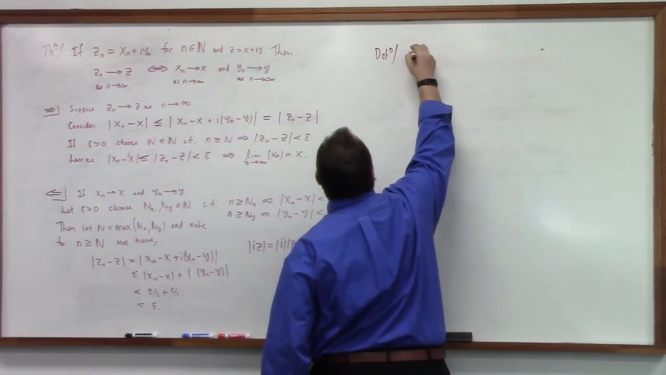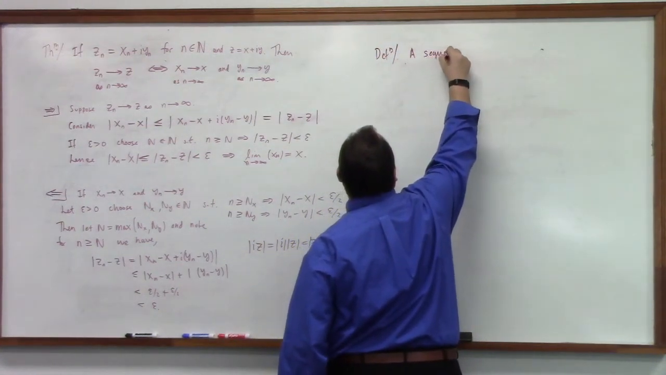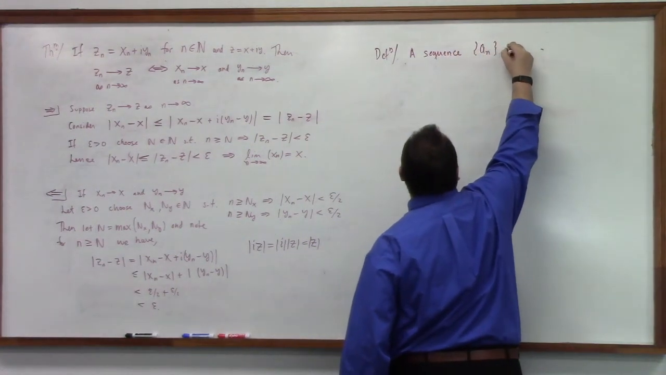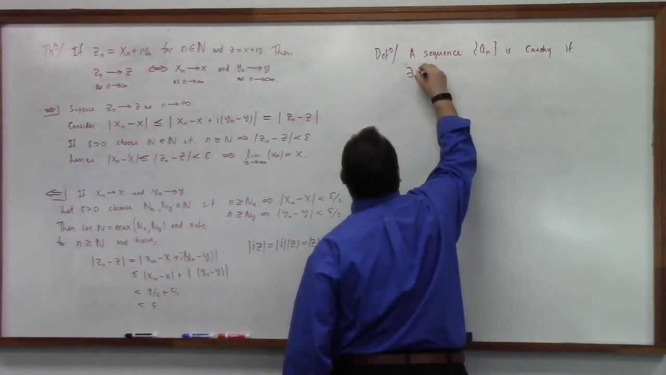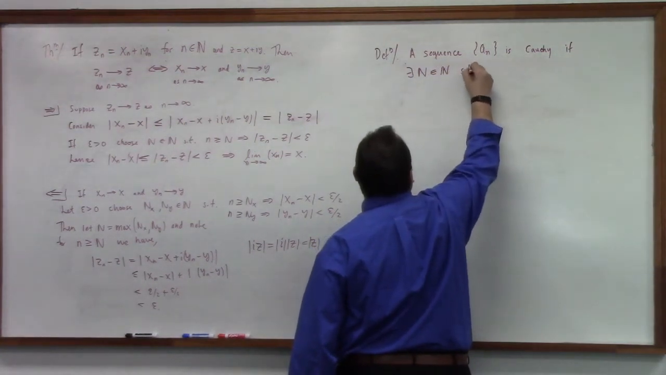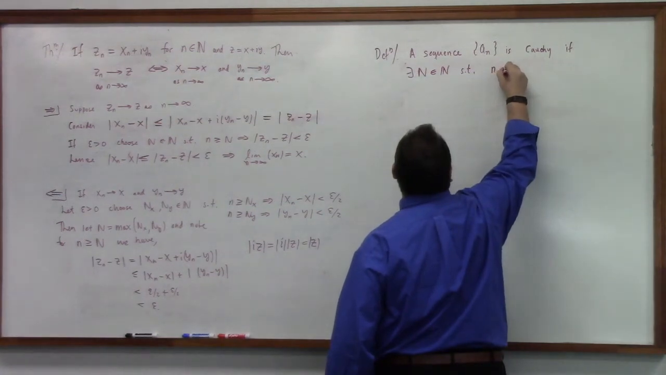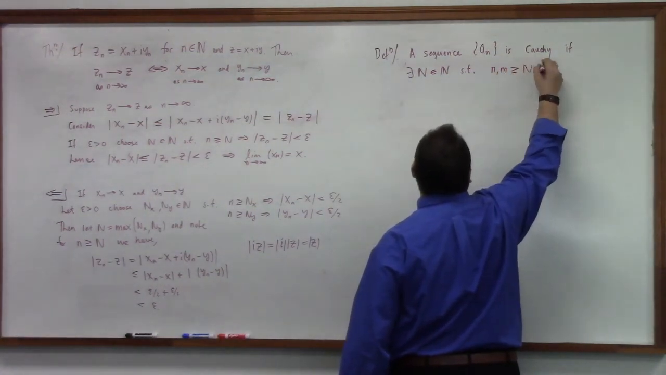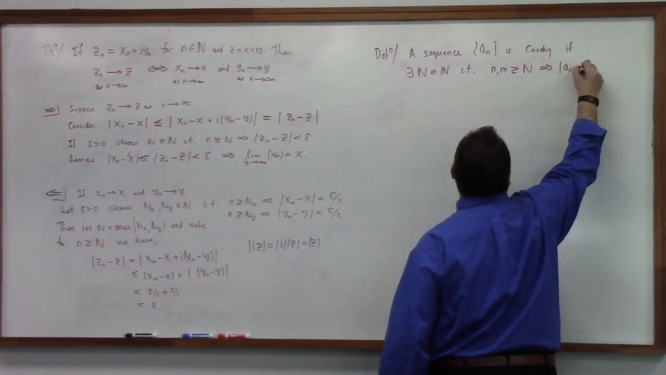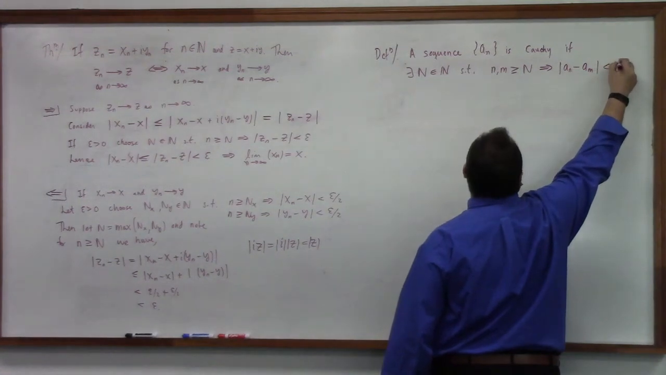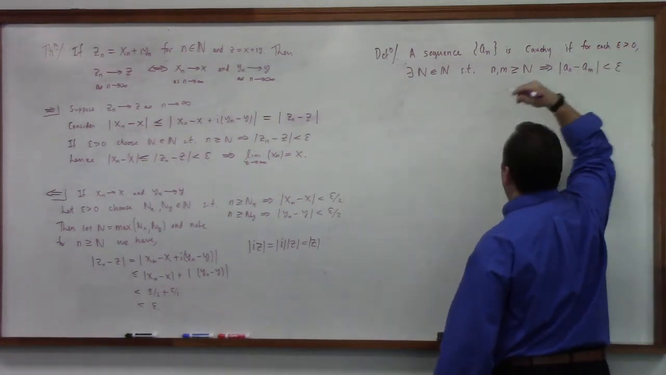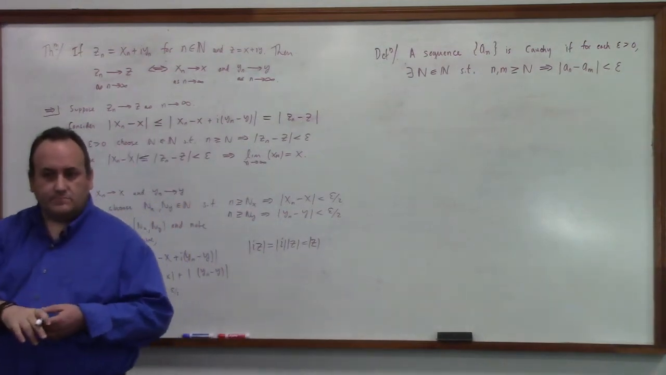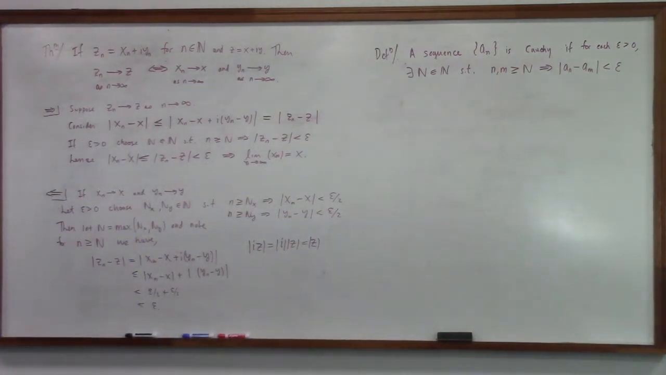Definition. A sequence, A sub n, is Cauchy if for each epsilon, there exists N in the natural numbers such that n, m greater than or equal to N implies the modulus of A sub n minus A sub m is less than epsilon. So this is a Cauchy sequence.